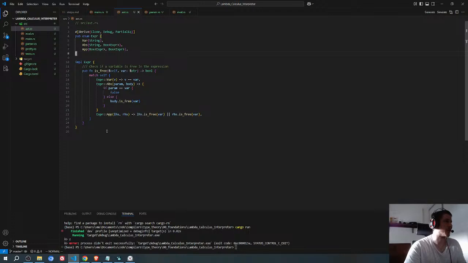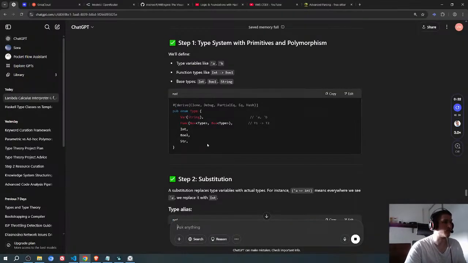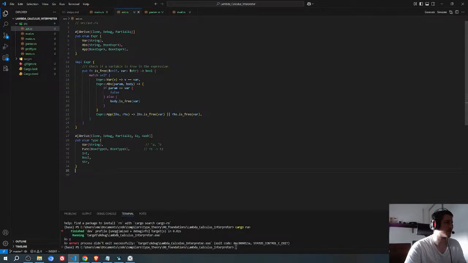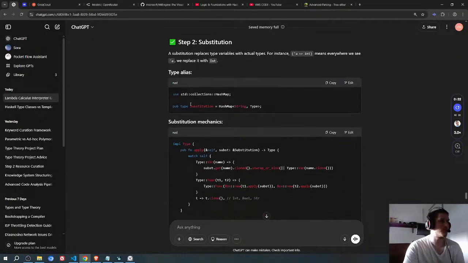I assume that all the types are gonna be on this file. AST is what it makes. Type variables, if actual types. Oh, so yeah, I think that's.